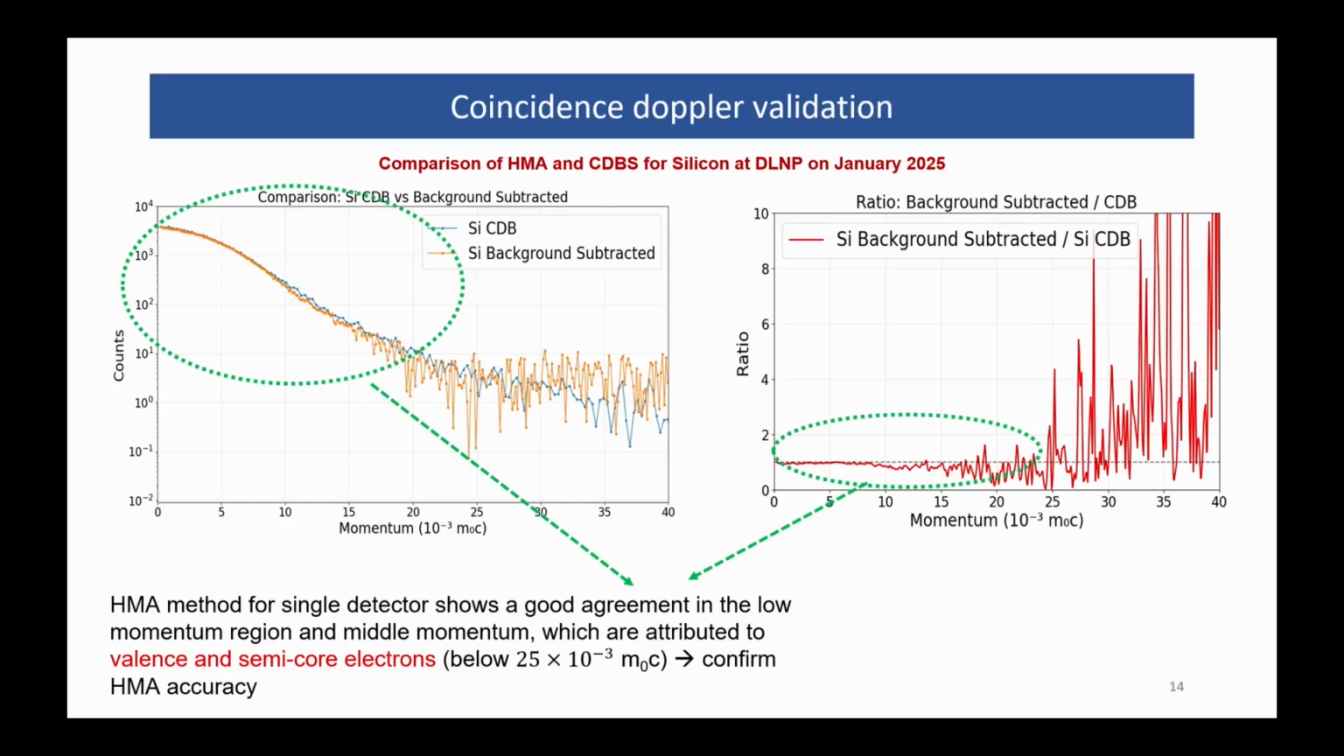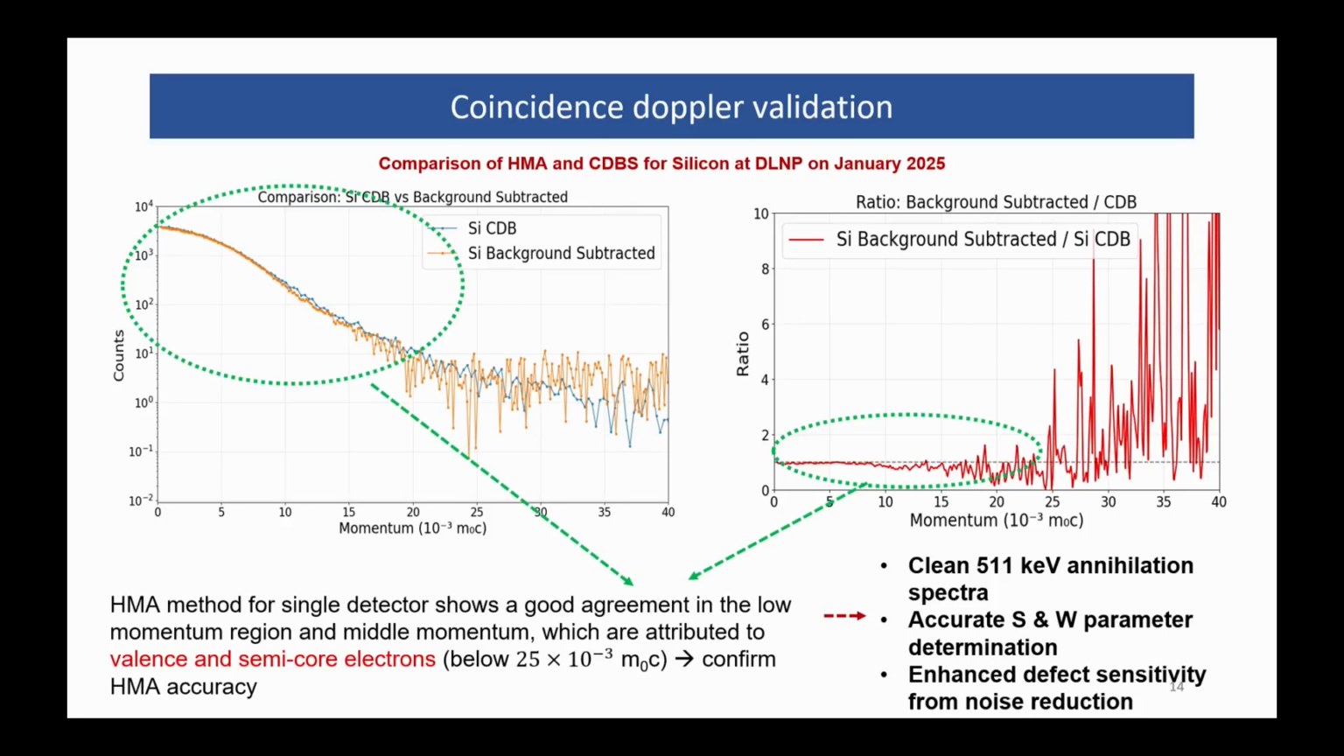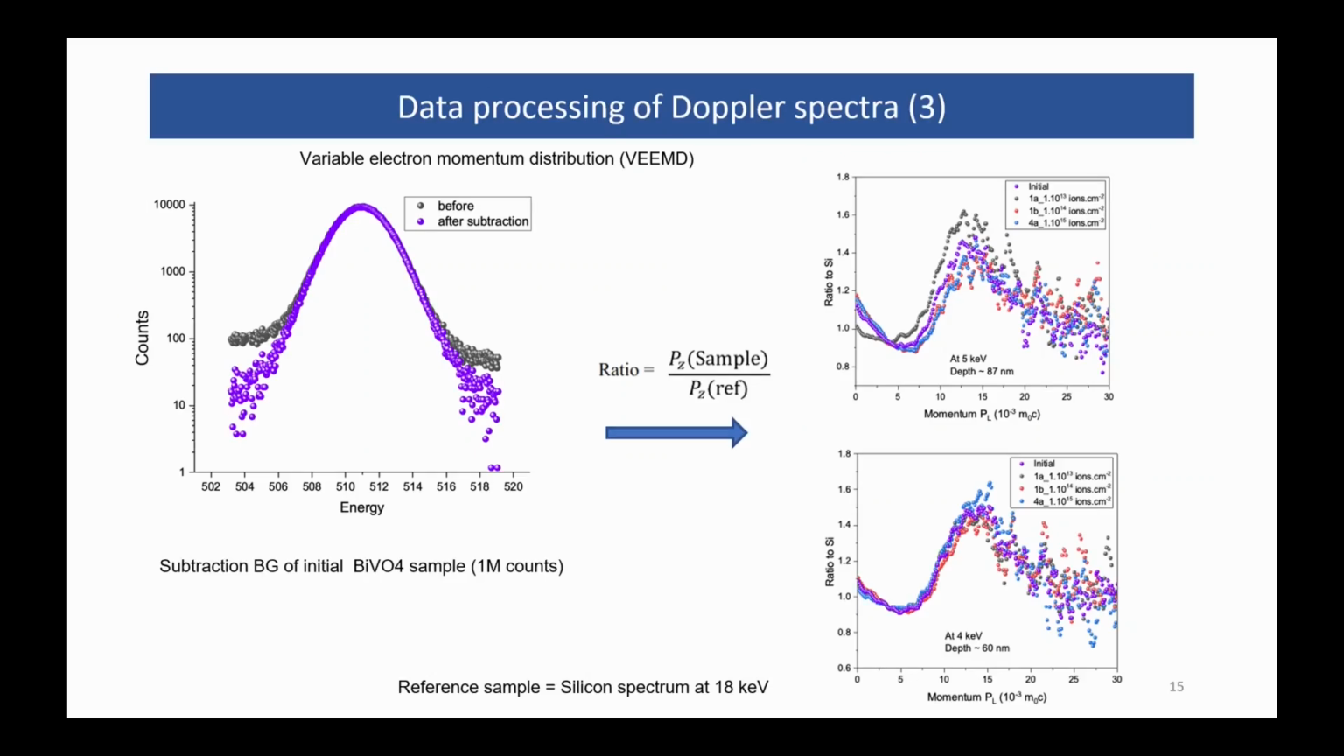So that means our method for single detector is quite good. It confirms the HMA method is quite accurate. What does it mean? It means that we can have the clean gamma annihilation spectra, and we will have more accurate SVK parameter for defect characterization, and we will enhance defect sensitivity from the noise here.